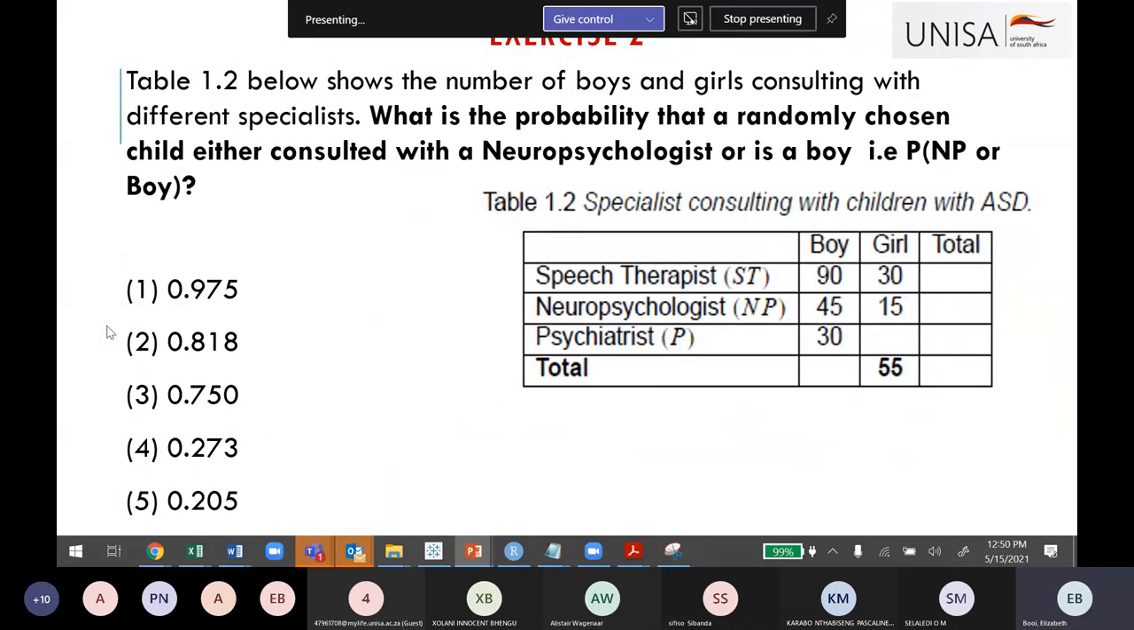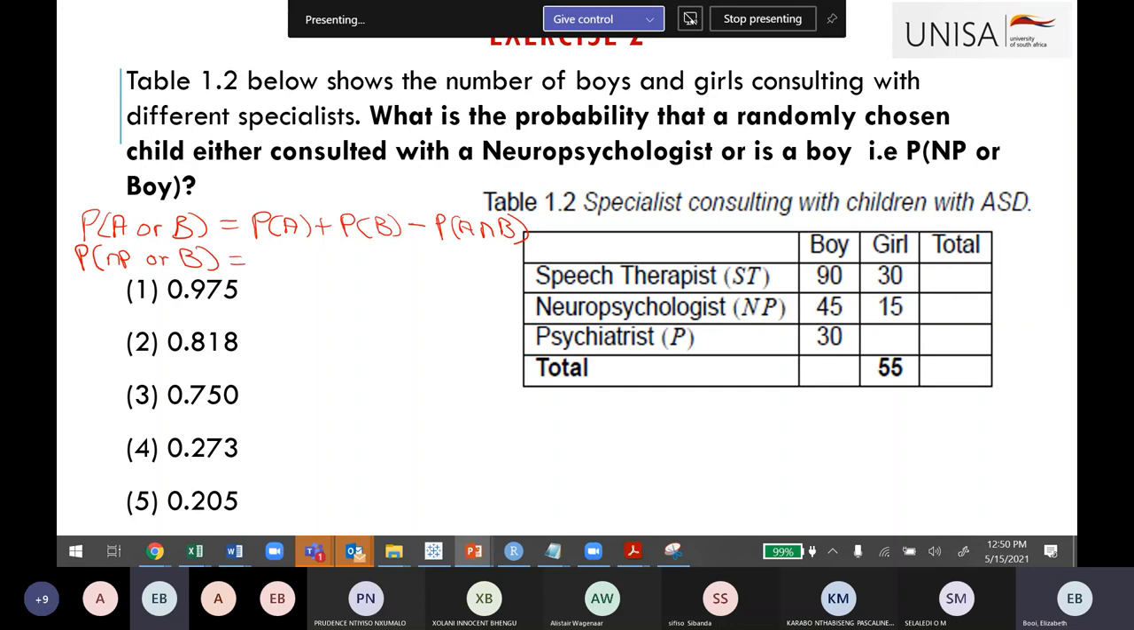Okay. Next, second question. Like I said, we're going to be using the same table, so you need to have the table in front of you to answer the following question. The probability that NP or a boy. We know that the probability of A or B is equal to the probability of A plus the probability of B minus the probability of A and B. So you can also do the same with your probability of NP or boy. You can complete the equation.